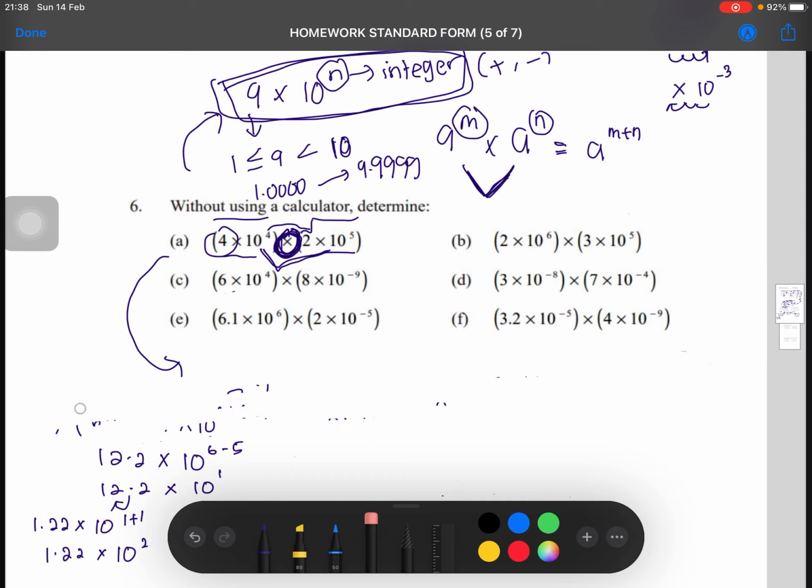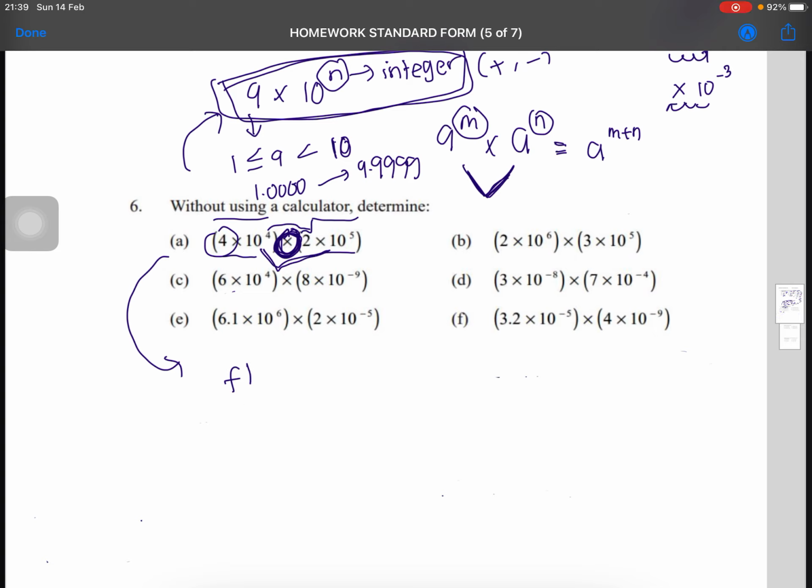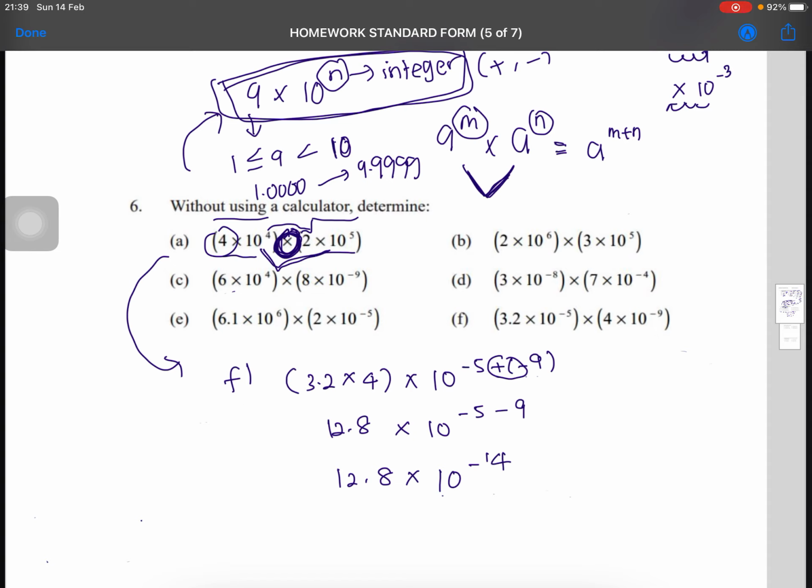Okay, last question for question 6. Okay, F. 3.2 times 4 times 10, negative 5 plus negative 9. 3.2 times 4, what is the answer? 12.8 times 10 to the power of negative 5 minus, this one becomes minus 9. 12.8 times 10 to the power of negative 14.